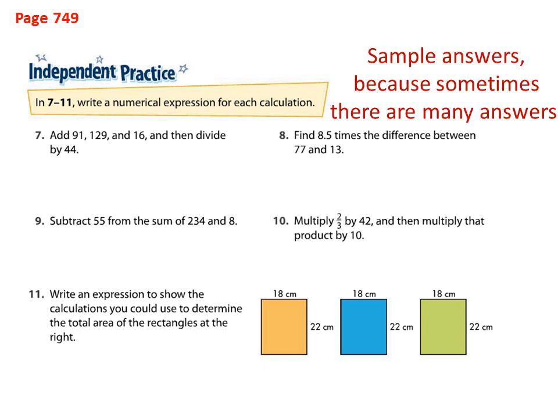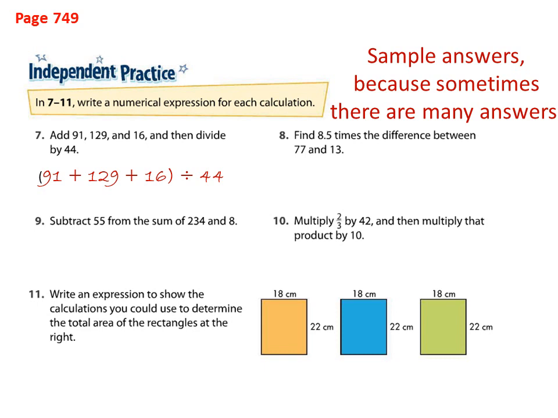There are a lot of answers here, so I'll give you a sample answer. You can write another answer. It's not necessary that your answer will be the same as mine. How to think? Search for the operations in this question. How many operations do we have? The first operation is adding the first 3 numbers. The second operation, divide by 44.